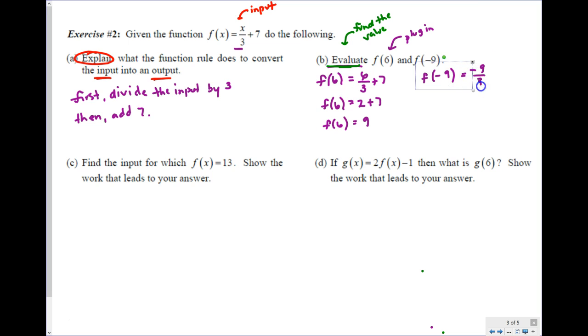So I get negative 9 over 3. First thing I do is I divide by 3. Negative 9 divided by 3 is negative 3. Bring down the 7. And negative 3 plus 7 gives me a positive 4.